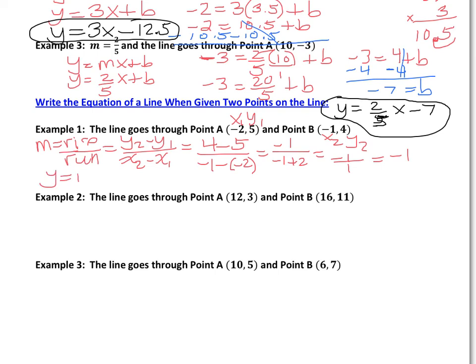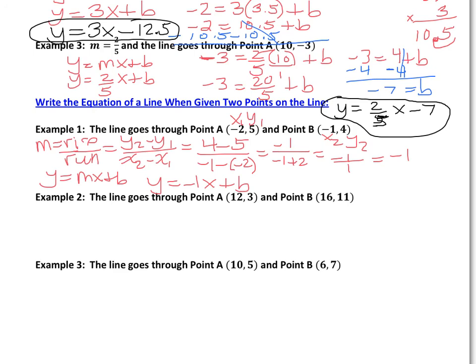So y = mx + b. I'm going to substitute in that slope. y = -1x + b. Now you're going to repeat the same steps that we did above. We're going to solve for the y-intercept. Now you might ask yourself, what point do I substitute in, point A or point B, into this equation? Well, it doesn't matter. Both of those points are on the line. So you could even try using both and see if you get the same y-intercept. You should, if you do everything correctly.